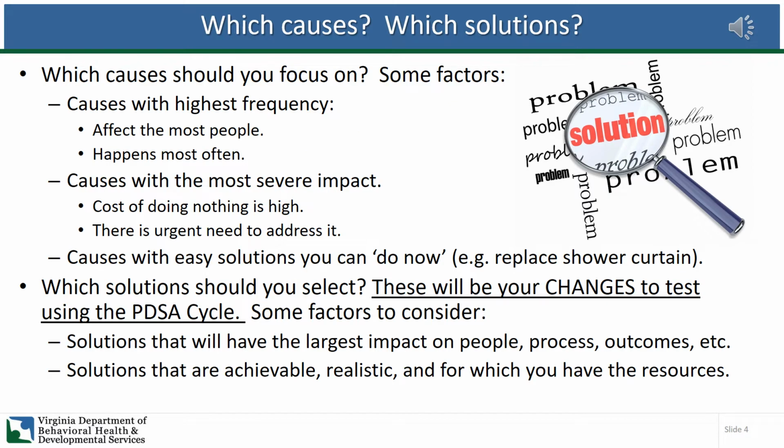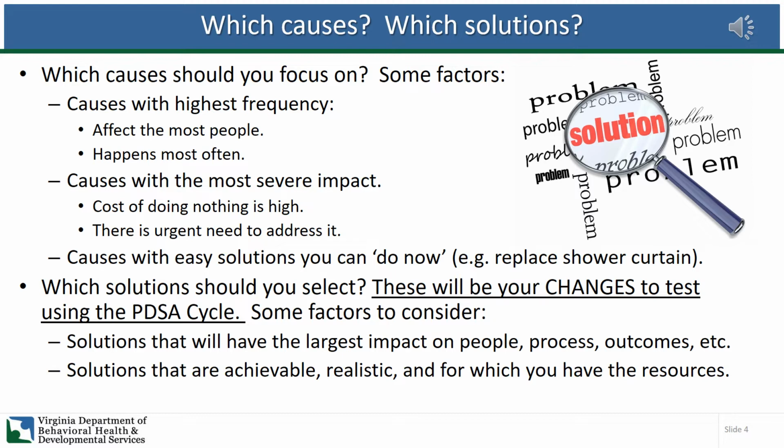In doing your root cause analysis, you likely identified a number of causes of the problem at hand. So the question will arise, which cause should you focus on? Here are some factors to consider. First, you may want to consider addressing those causes that have the highest frequency, such as those that affect the most people or happen the most often. You may also want to consider addressing those causes with the most severe impact.